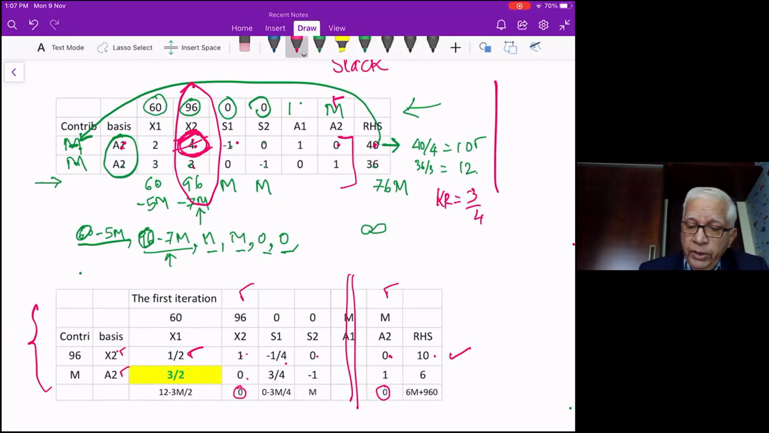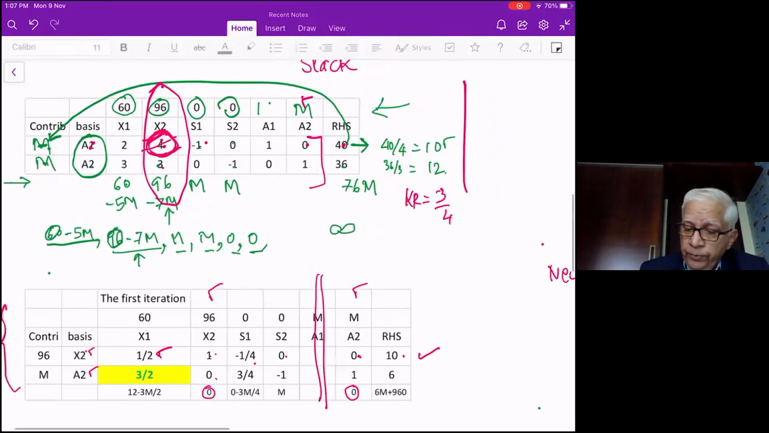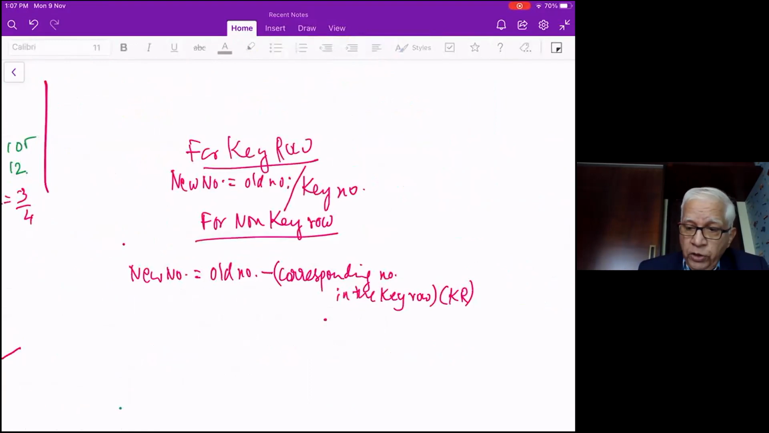Now the second row. The second row is a non-key row. What is the formula for the non-key row? New number is equal to old number minus corresponding number in the key row multiplied by key ratio. Okay, fine.